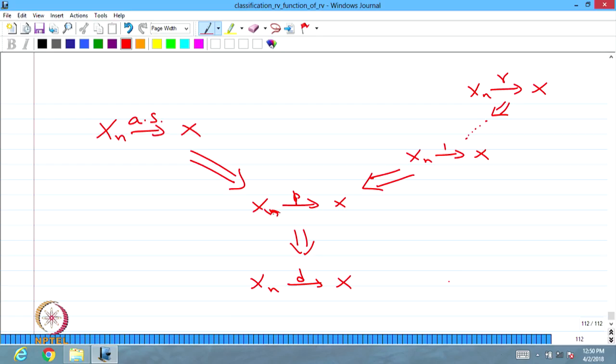There are some additional conditions you can mention for some sequences of random variables. Then we can conclude Xn converges to X in probability, and that it converges almost surely also. But for that you have to make some additional condition. In general, the converse is not true for all the cases. So with this relation, I am going to stop the convergence or modes of convergence. In the next class, we will discuss the law of large numbers.